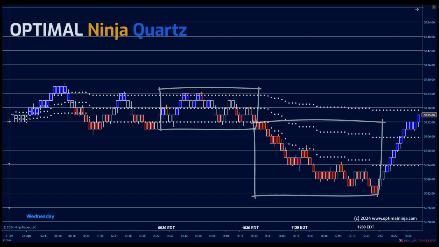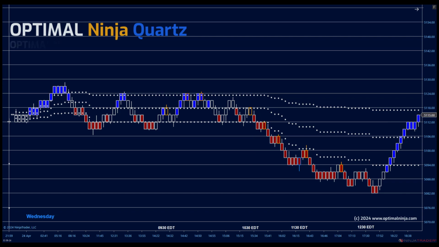A quick recap about what we have loaded on screen. Firstly, Optimal Ninja snap bars, which I covered in the previous video. Secondly, Optimal Ninja Quartz, which paints the inside of the bar according to Smart Trend Finder and the outside of the bars according to Smart Entry Finder, which I also covered in the previous video. And finally, the unfolding session midpoint and quarter lines indicator, which comes with Quartz.